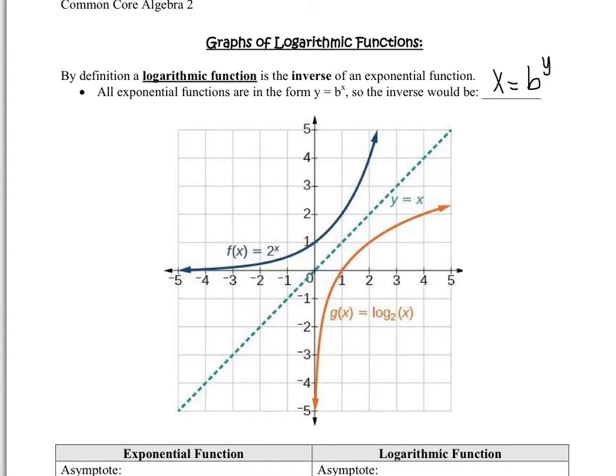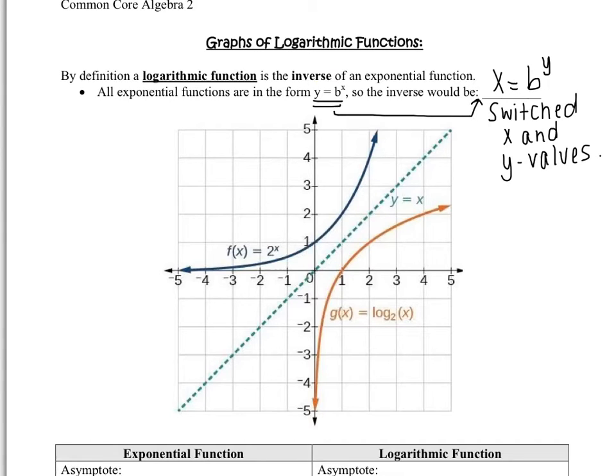Now how did I get that? Well, I got that because I switched the x and y values. So let's write this down. Switched the x and y values. So again, if an exponential function is in this form, the inverse, when you switch it, will be in that form. Okay? So let's look at the example that I have here.